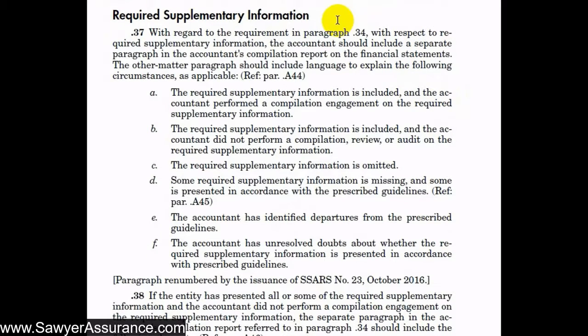And this video will discuss how to modify the accountant's compilation report when the supplementary information included with the financial statements is required. So first, let's go to the definition of required supplementary information so we have a good understanding of what that means, and then we can go through all of the additional modifications we need to make to the accountant's compilation report when that's included with the financial statements.